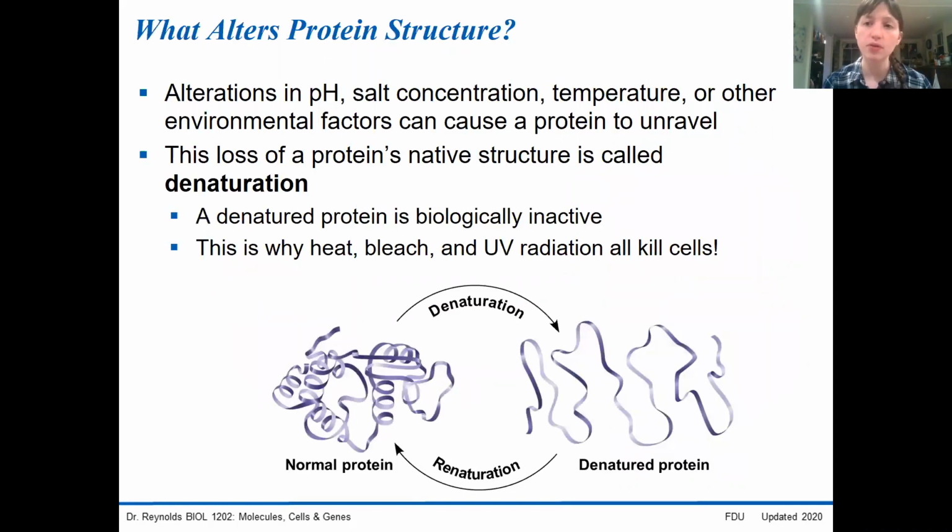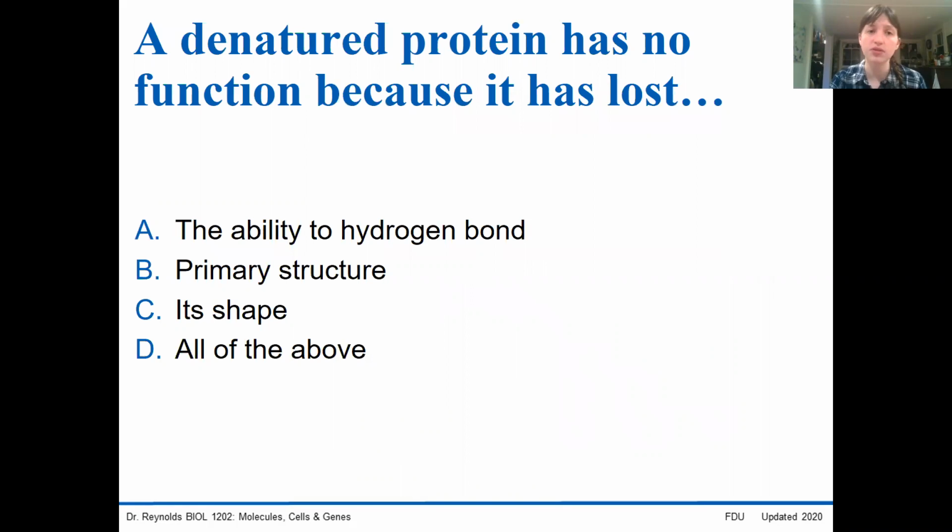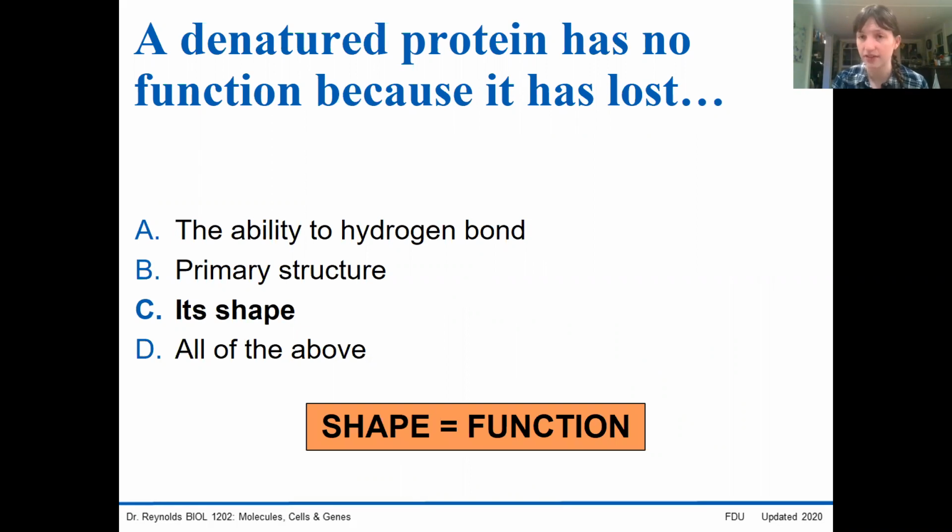Now, when these proteins get exposed to alterations in pH, salt, temperature, or other environmental factors, this can interfere with that structure. And that interference is known as denaturation. So when you denature a protein, you're actually breaking apart its very particular structure. So denatured proteins have no function because they've lost what? Tell me in Socrative. That's correct. They have lost their shape.